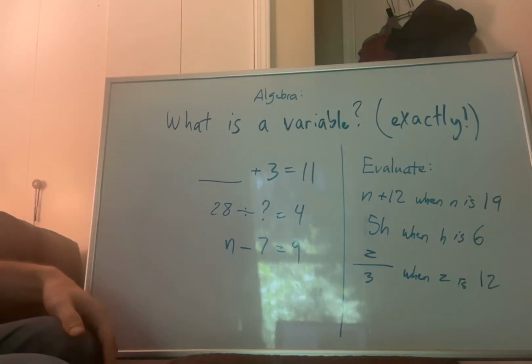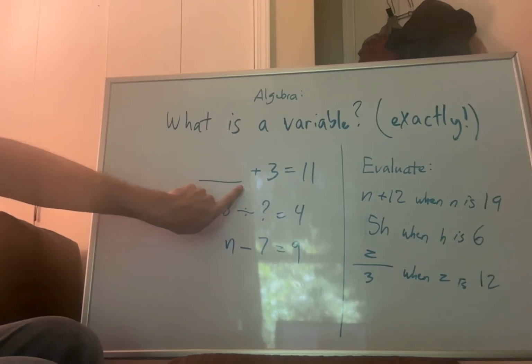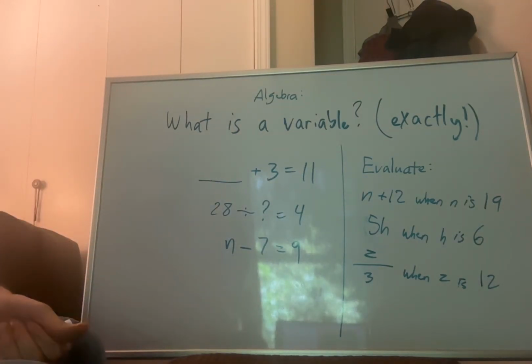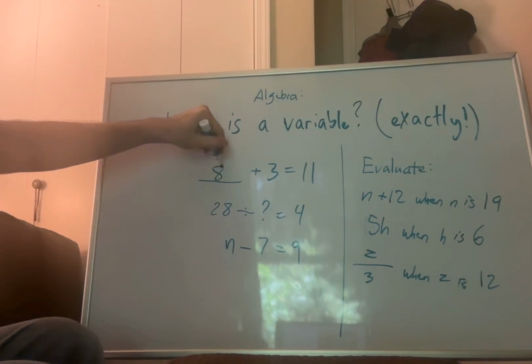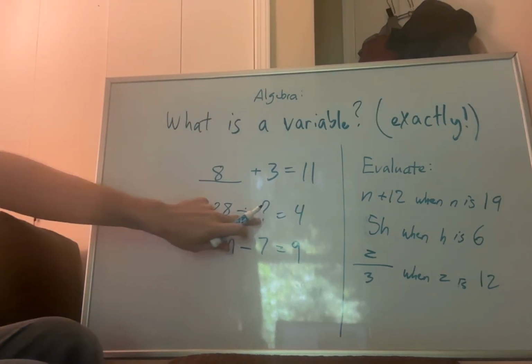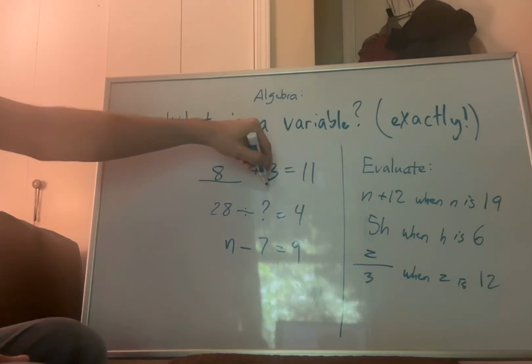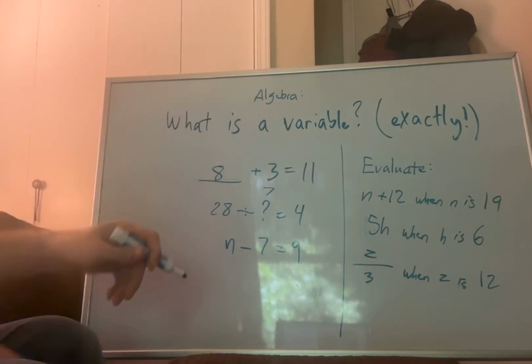And in both of those cases, I could say what plus 3 equals 11, which is 8 for those of you keeping track at home. I could also say 28 divided by what equals 4. That's going to be 7 if you're paying attention at home.